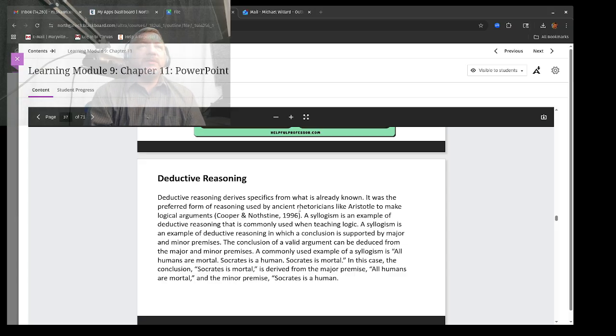When we think about deductive reasoning, though, it can fail us at times, and we'll talk a little bit about that too. A syllogism is an example of deductive reasoning that is used when teaching logic. Syllogisms are an example in which a conclusion is supported by minor and major premises.